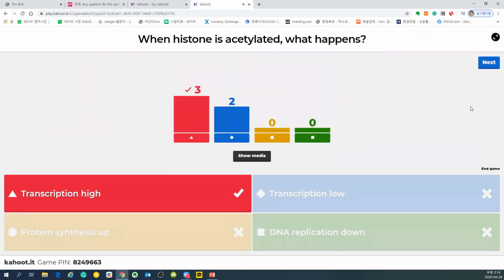Okay, acetylation is different. If the histone is acetylated, then transcription becomes higher. Okay, this direction is clear, but as I said, methylation, the effect is not clear. Okay.